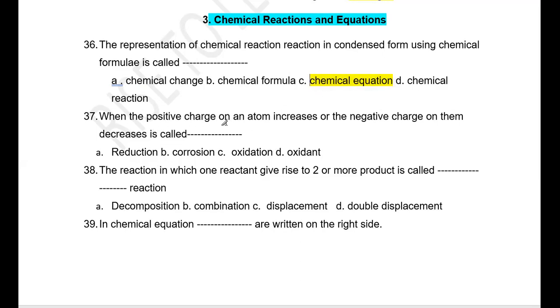Next, when the positive charge on an atom increases or the negative charge on them decreases is called dash. Reduction, corrosion, oxidation, oxidant. We know positive charge increases mean the tendency to lose electron. When it loses an electron, it will get positive charge. So loss of electron is known as oxidation. So option C is the correct answer.